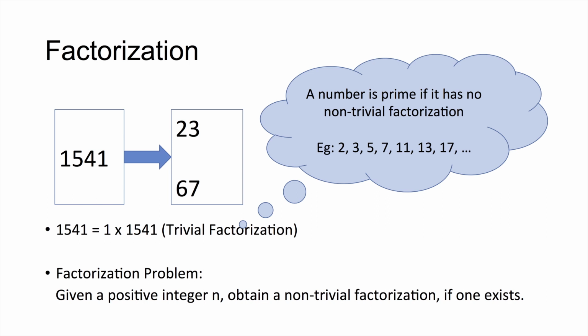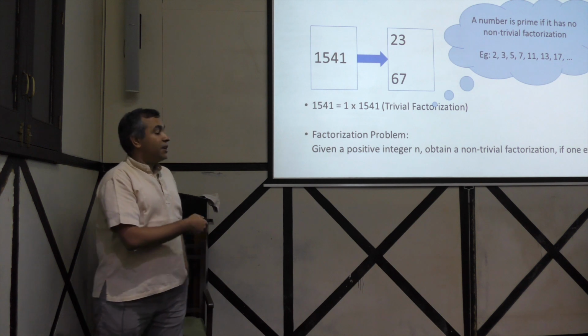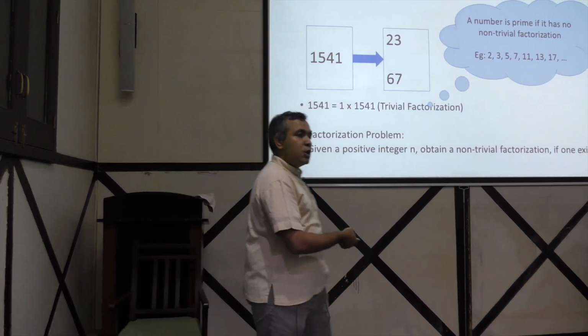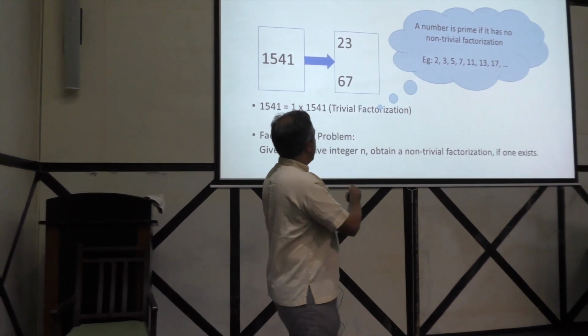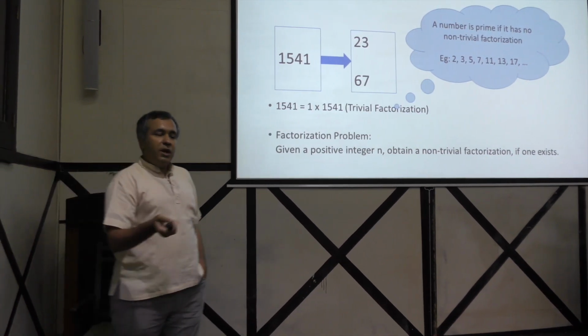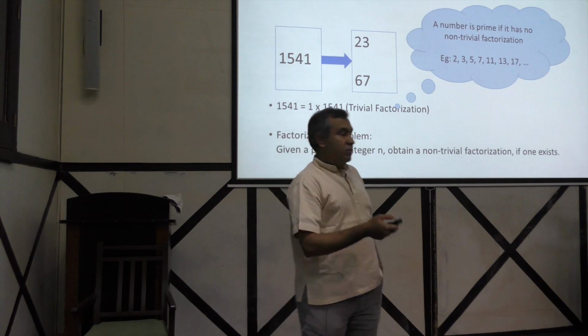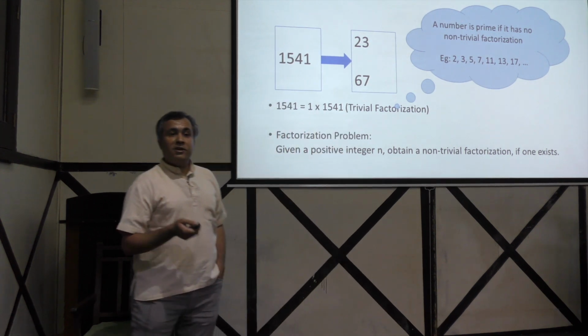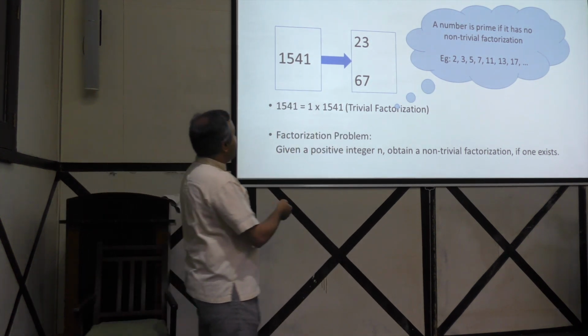For example, 2, 3, 5, 7, the only factorizations are factorizations of this type. They cannot be broken down further. Like 23, for example, is just 1 times 23, whereas there are other numbers like 24, which have multiple ways of breaking them down. 24 you can break into 2 times 12, 3 times 8, 4 times 6. I think I've got all of them right. Yeah, so these are multiple ways.